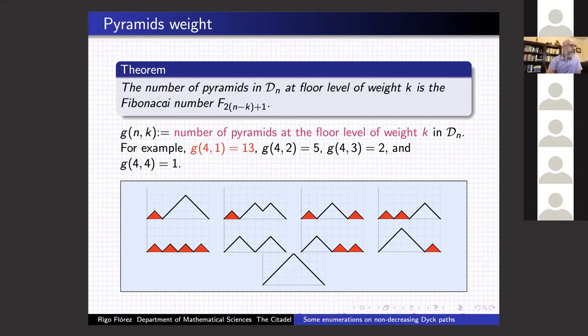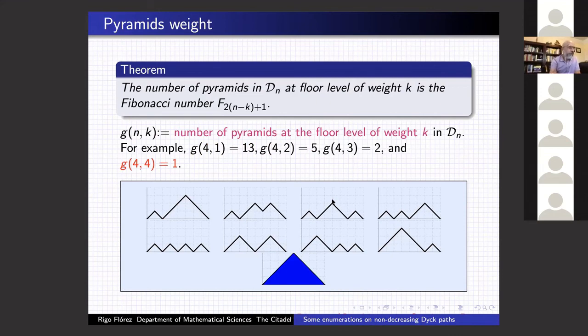Now we defined G n,k, where n is the length of the path, and it is the number of pyramids at the floor level that have weight k in D_n. So at floor level, we want length 4 and weight 1. How many are there? There are 13, and you can see here, when you count, you obtain 13. But 13 is a Fibonacci number, so done. Length 4, weight 2 is here, and the total is what? 5, again a Fibonacci number. And weight 3 is 2. And the last one is weight 4, which is 1.